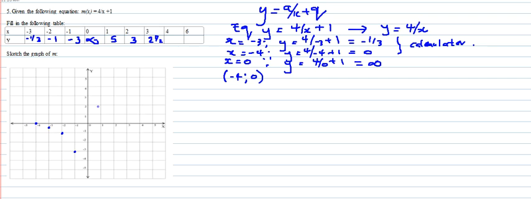Right. We know that at 0, y is undefined. We do not have a value. When x is equal to 1, y is equal to 5. When x is equal to 2, y is equal to 3. When x is equal to 3, y is equal to 2.5. So we can see the shape of our graph from the points that have been plotted there.